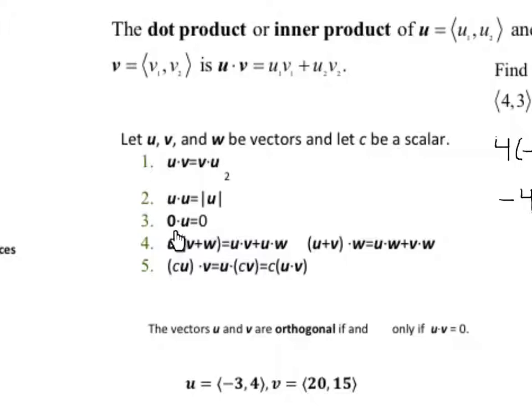And here, if you have a vector dotted with an addition, you can distribute to both and then add. It's also telling you that u plus v times w is the same thing, so you can move the parentheses. And the constant, same thing. These are just some properties that we'll be able to apply later.